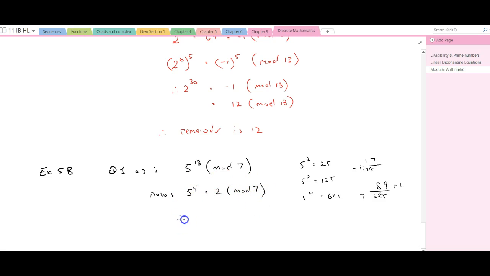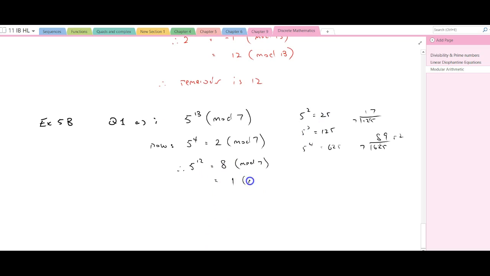So therefore, if I cube that, I get 5 to the power of 12. I cube this, I get 8 in mod 7. And 8 in mod 7 is 1 in mod 7. And so therefore 5 to the power of 13 will be equal to, so what we're doing there is multiplying by 5. So that'll be 5 in mod 7. So let's just check that.